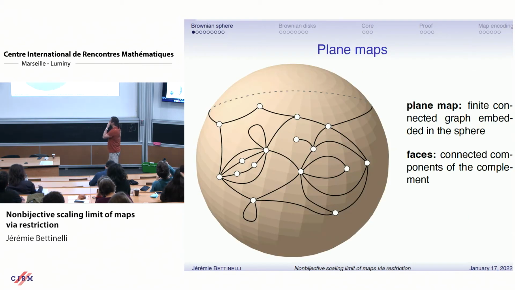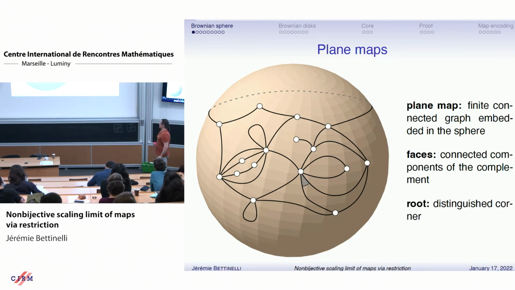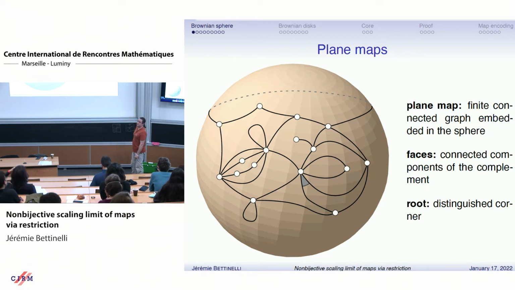I'm going to define, I know Marie already did it, but let me just do it again very quickly. I'm going to focus on plane maps. So once again, it's a graph embedded in the sphere. You have vertices, you have edges linking the vertices, and you have faces. And the condition is that the graph has to be connected. And also, for technical reasons, we often consider rooted maps, which means, there are many conventions, but I can say here that one corner is marked.